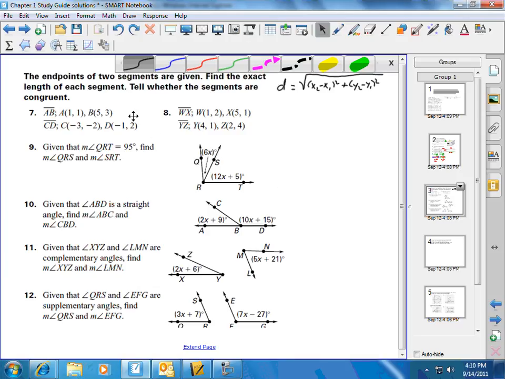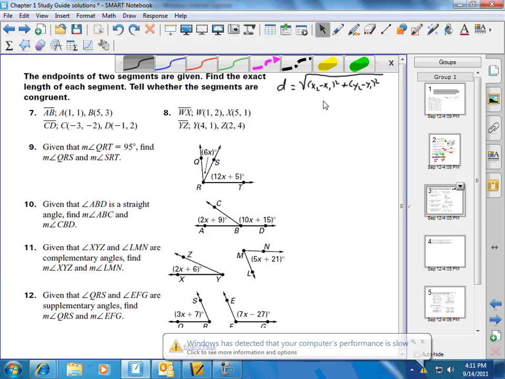So in both of these, if we look at the ordered pairs, we see that we don't have any vertical or horizontal lines. None of the x or y coordinates are the same. So we need to use the distance formula, which I have written here, to find the distance between the endpoints.